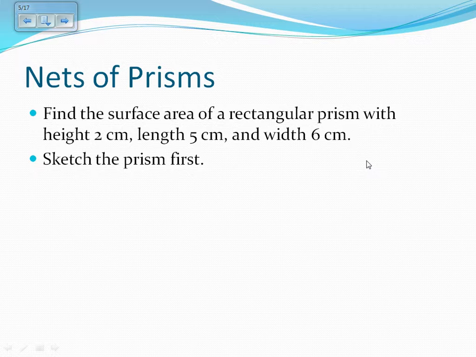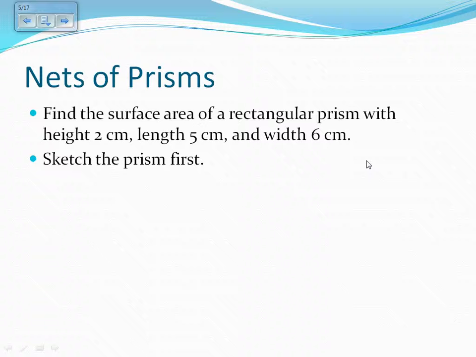All right. So nets of prisms. Find the surface area of a rectangular prism. The rectangle part tells you what the base is going to look like. So it's going to have a base that's a rectangle, with a height of 2, a length of 5, and a width of 6. All right. Sketch the prism first. That's your step 1.